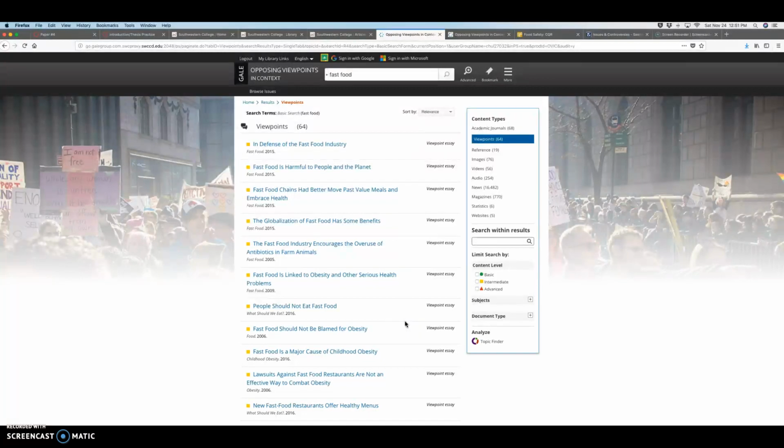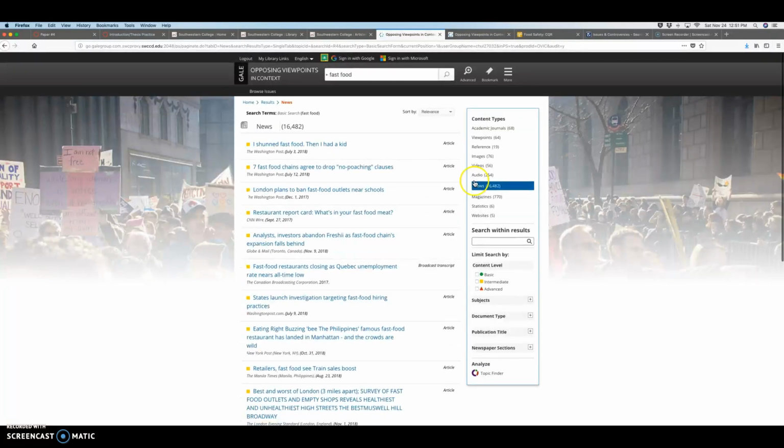Some people look at this as a research paper. You've been doing mini research assignments and parts of it through this whole semester. So it is, I guess, kind of like a research paper. Stick with viewpoints, but if you need to, you can go to news and get more information about that. Anything that's going to help you support your discussion.